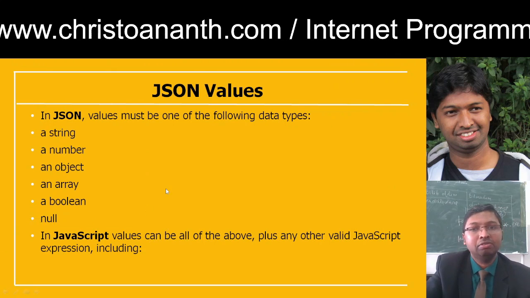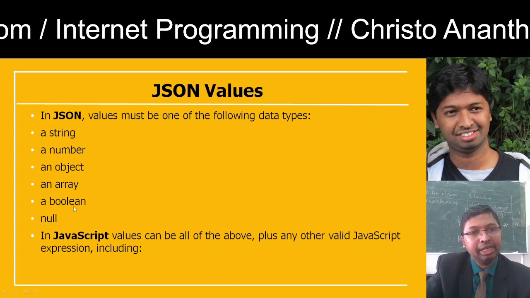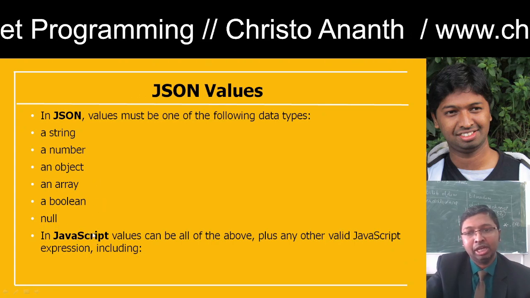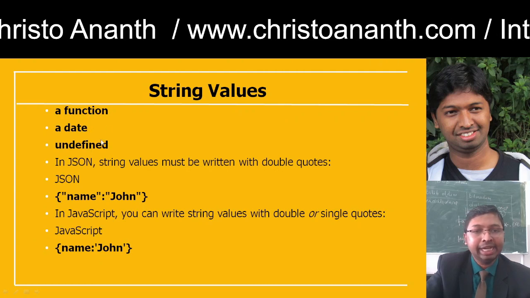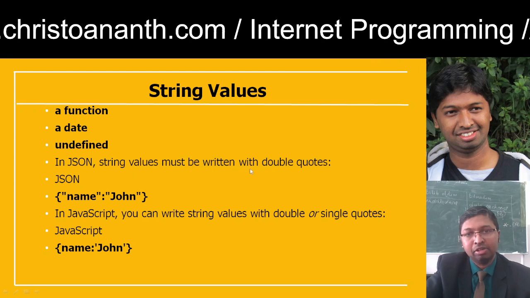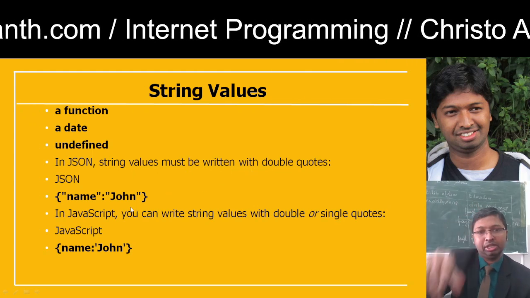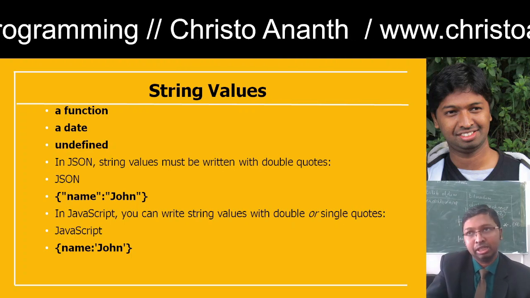The JSON values can be a string, number, object, array, boolean, or null as well. In JavaScript, values can also be a function, date, or undefined. Here in JSON, the string values must be written with double quotes. Name John, okay. So that is how it goes, within curly braces.